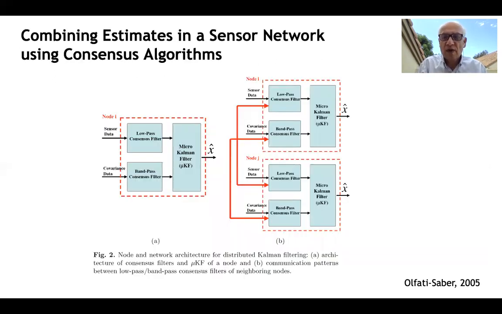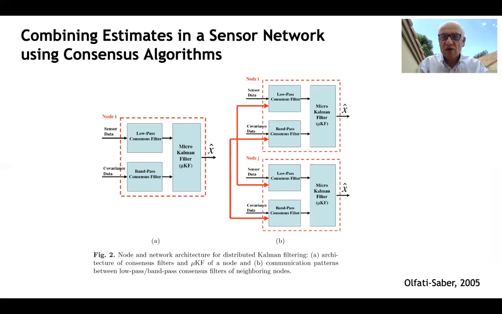So Olfati Saber's paper that is more recent talks about there being a sensor network. What you do is that at each sensor node, you have two things, a covariance filter and a consensus filter. And you create what is called a micro Kalman filter that gives you a state estimate at that node. And then these nodes talk to each other according to the diagram shown to the right, where they exchange information with each other, described by the network connectivity. So which sensor can talk to whom?